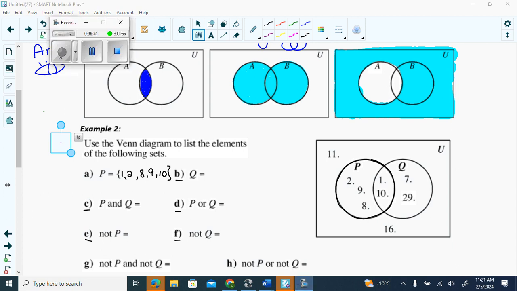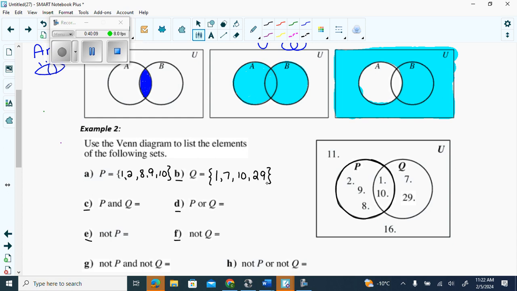So I want what's listed in Q. Does it say Q only? Does it say Q but not P? Or does it just say Q? Q. It's a single Q. I list everything in the single circle Q. So anything that's in the circle Q, I list. So I'm going to have 1, 7, 10, and 29.